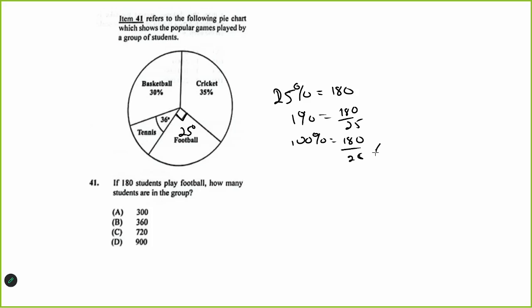If 180 students play football, how many students are in the group? So they're telling you that 25% is 180, because football is 25%. Because of this little square, we know it's a quarter, and a quarter as a percentage is 25%. So if 25% is 180, then 1% would be 180 over 25, and 100% would be 180 over 25 multiplied by 100 over 1. 8 4s are 32, 1 4 is 4, 5, 6, 7, so 720, so C is the answer, right?